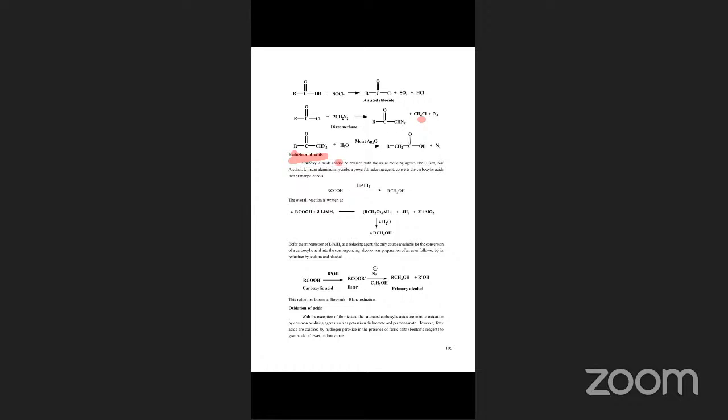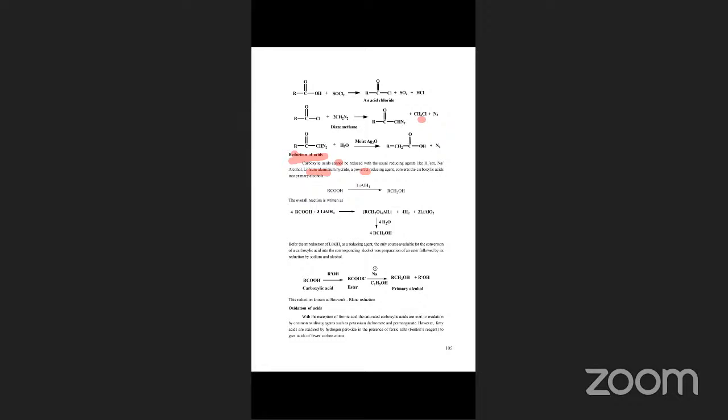Carboxylic acid cannot be reduced with usual reducing agents like H2 with a catalyst, or sodium and alcohol. But lithium aluminum hydride is a powerful reducing agent that converts carboxylic acids into alcohols.